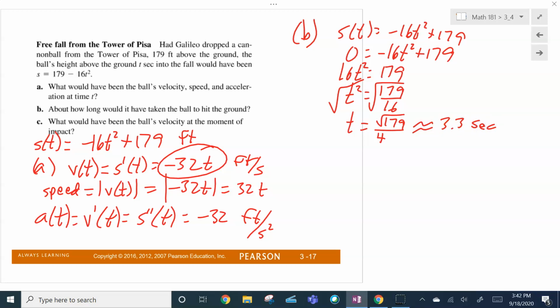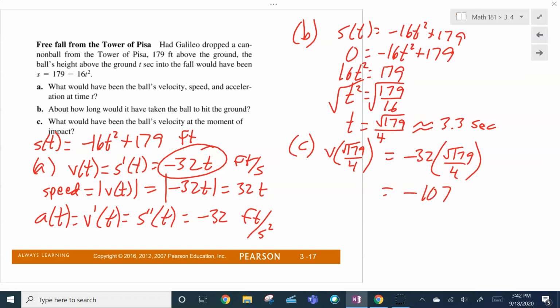Part C, what would have been the ball's velocity at the moment of impact? So right when it hits the ground, what's the velocity at this 3.3 seconds? Let me plug it into my velocity, negative 32t. And it ends up being negative, it's going down, right? Dropping at 107 feet per second when it smacks the ground, if you drop this cannonball from the Tower of Pisa.